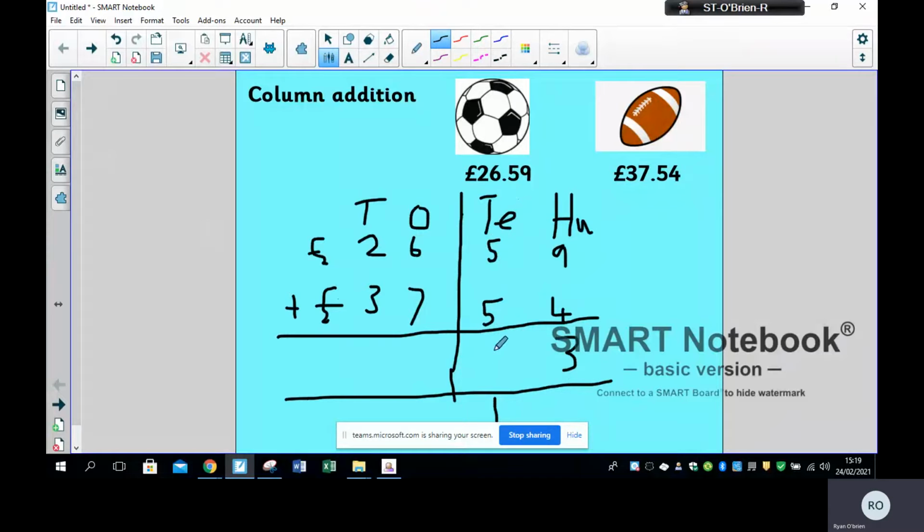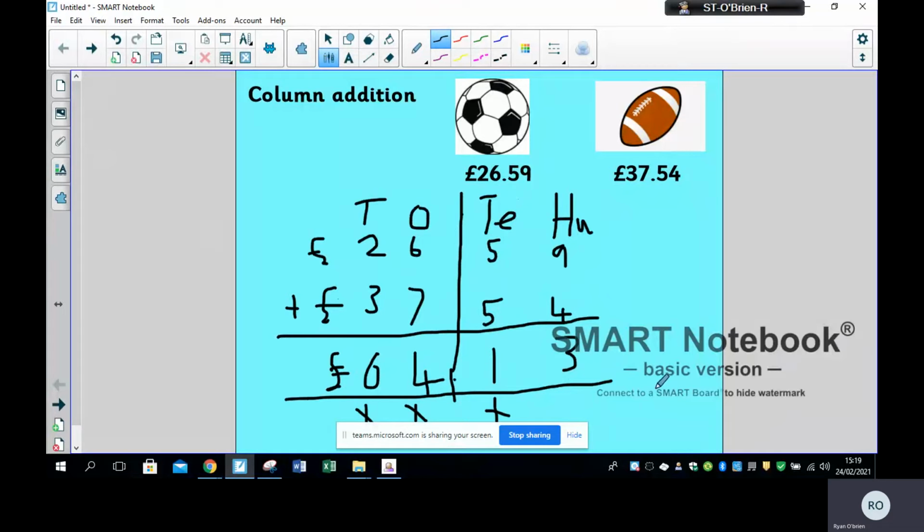5 add 5 add 1 is 11. Okay. I exchange the 10 tenths for 1/1. Okay. 6 add 7 is 13. Add the extra 1, 14. Okay. I exchange my 10 ones for 1/10. Then I add up the tens. 2 add 3 add 1 is 6. £64.13. Okay. And that's it. £64, decimal point, 13 pence.